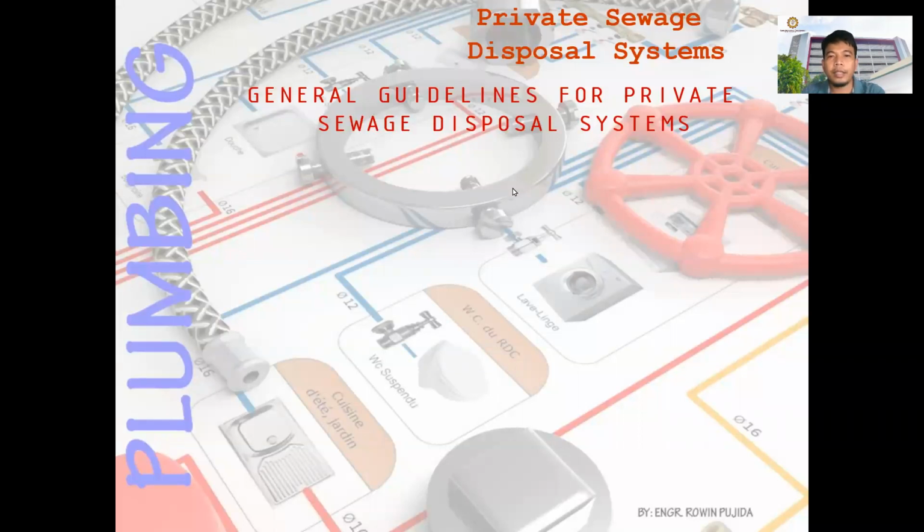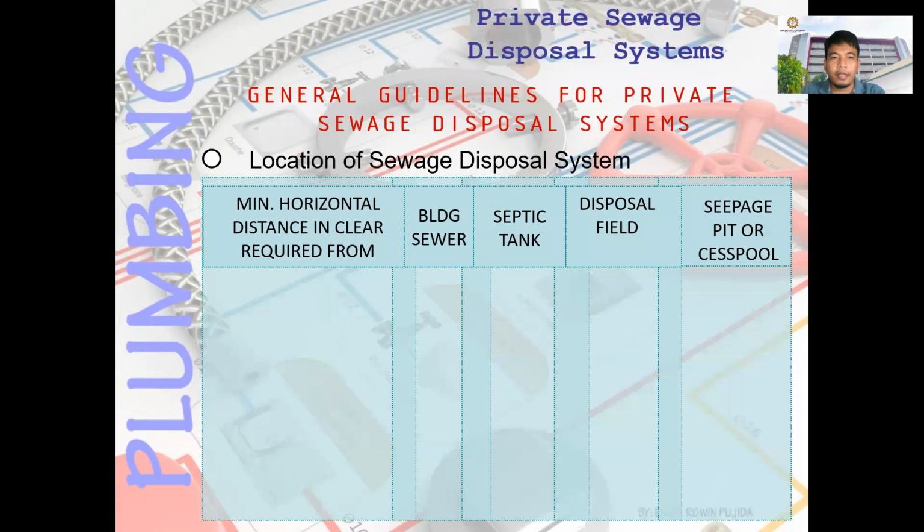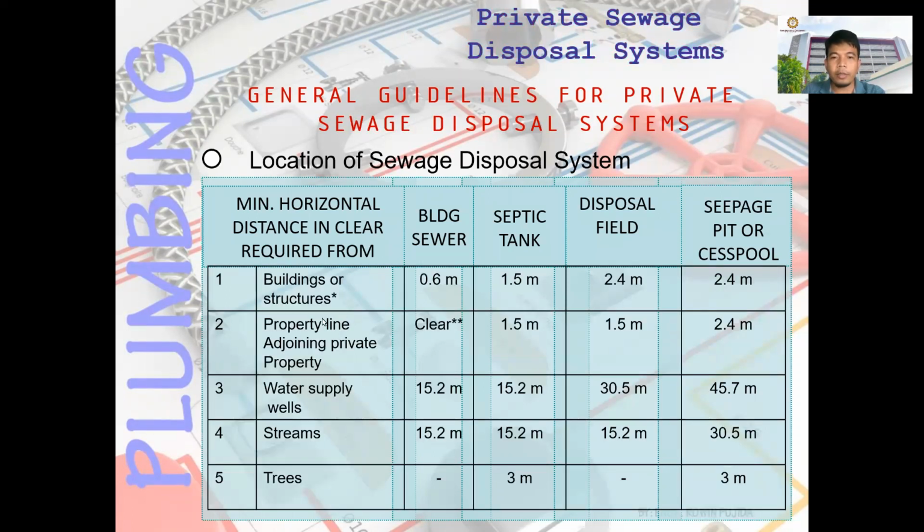Okay, so next are the general guidelines for private sewage disposal systems. For the location of the sewage disposal system, in the first row you have the minimum horizontal distance in clear required from a building. Then you have the building sewer column, the septic tank, disposal fields, and the seepage pit or cesspool. For buildings or structures, the distance from the building sewer is 0.6, from the septic tank 1.5, from disposal fields 2.4, and from the seepage pit or cesspool 2.4.